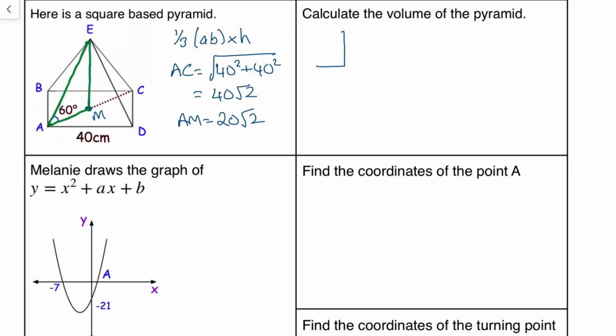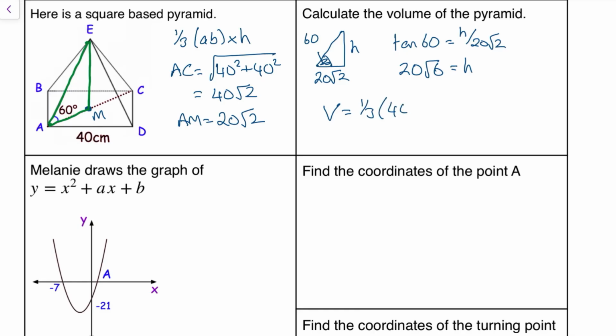Which means I now have a triangle. And on this triangle, I know the base is 20 root 2. I know the height is the thing that I need in order to work out the volume. And I know this angle here is 60. It's tan, isn't it? So tan of 60, which is root 3, is equal to opposite, which is h that I need, divided by 20 root 2. So 20 root 2 times root 3, which is root 6, is equal to h. Which means, going all the way back to the start of the question, I can work out my volume.